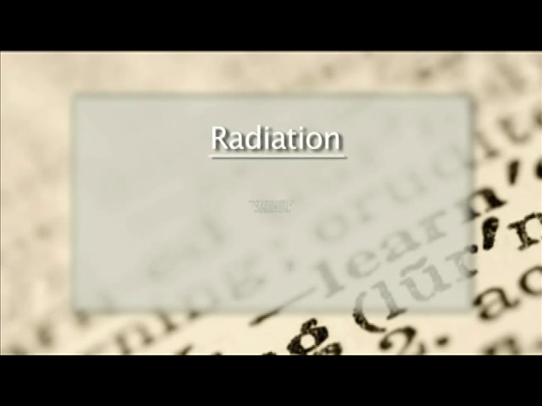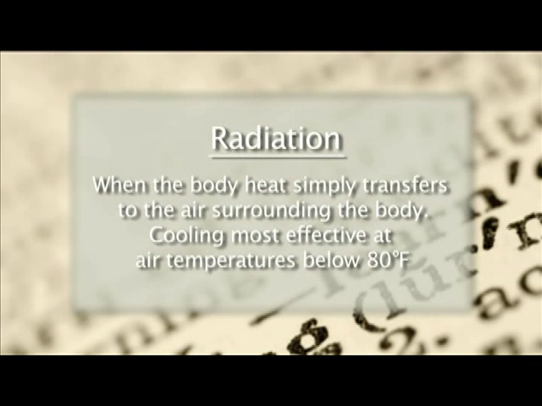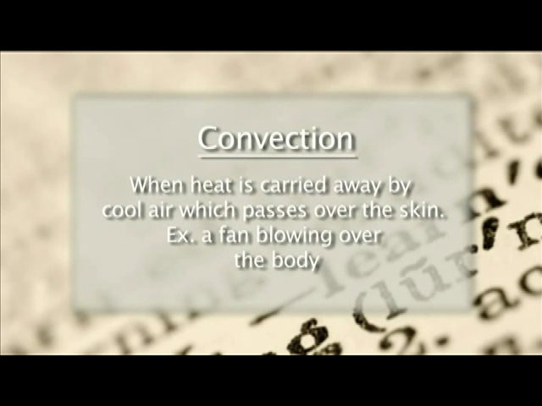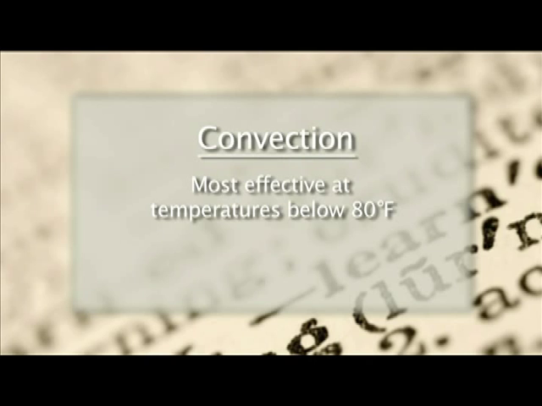Radiation is when the body heat simply transfers to the air surrounding the body. Radiation cooling is most effective at air temperatures below 80 degrees Fahrenheit. Convection is when heat is carried away by cooler air which passes over the skin, such as a fan blowing over the body. As with radiation, convection is most effective at temperatures below 80 degrees Fahrenheit.